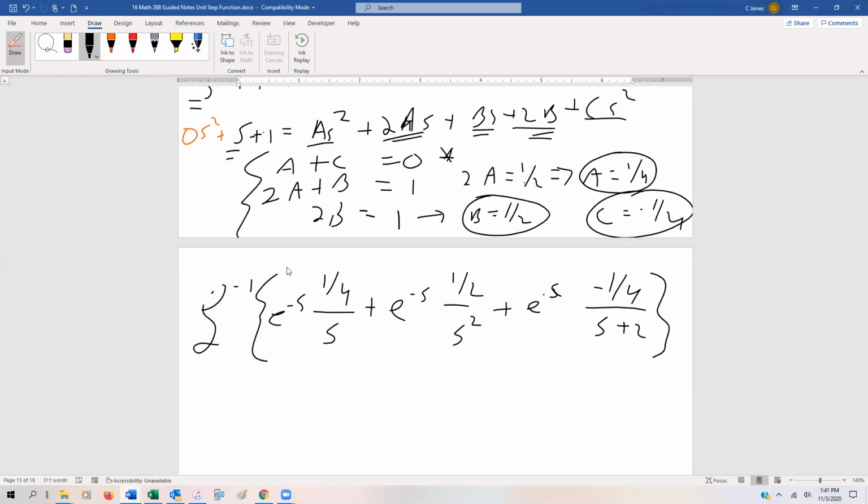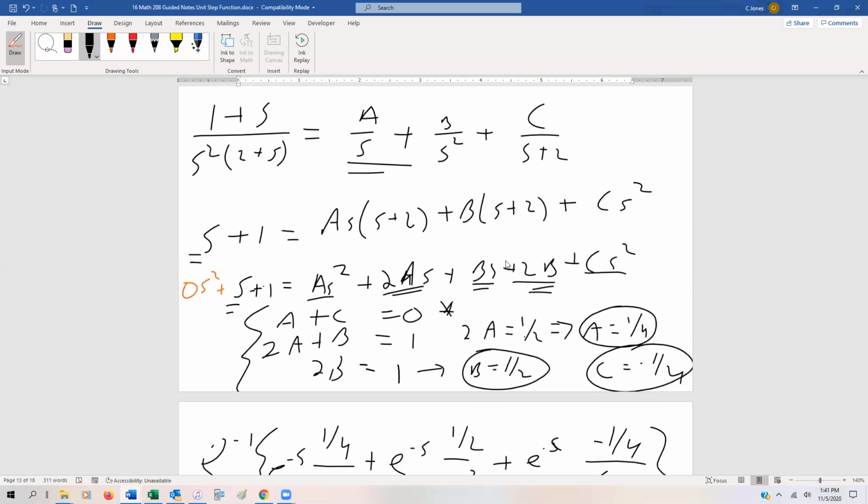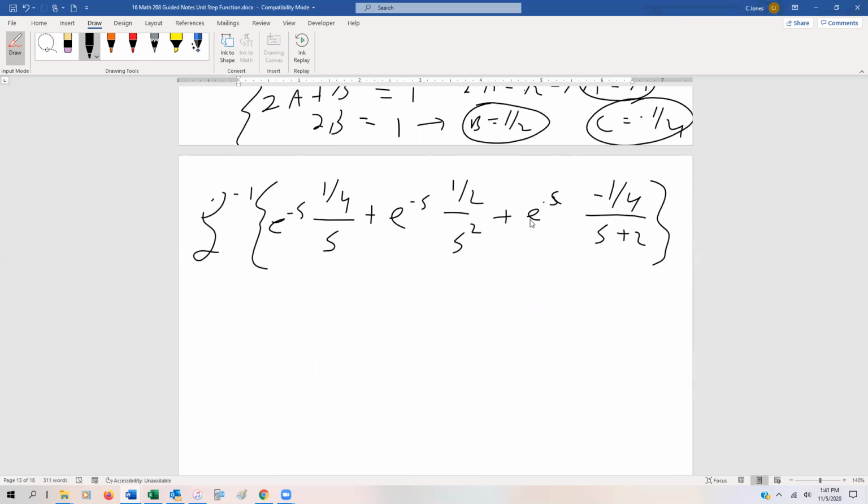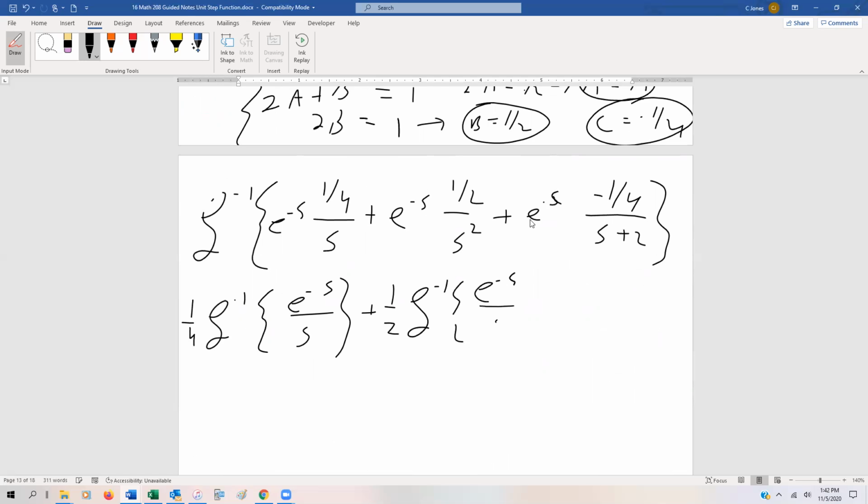And of course, we could set this up for our inverse Laplace transform. So we're just going to go through and break it apart, factor out the coefficients. So we're going to get 1/4 inverse Laplace of e to the minus s over s, plus 1/2 inverse Laplace of e to the minus s over s squared. And then finally, minus 1/4 inverse Laplace of e to the minus s over s plus 2. And so now we just find our inverses.